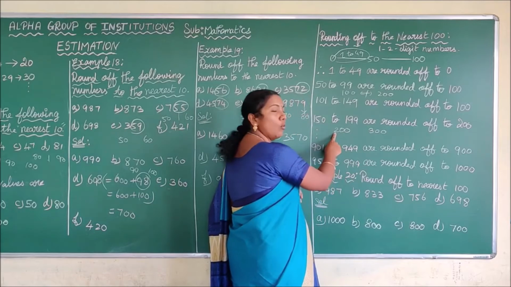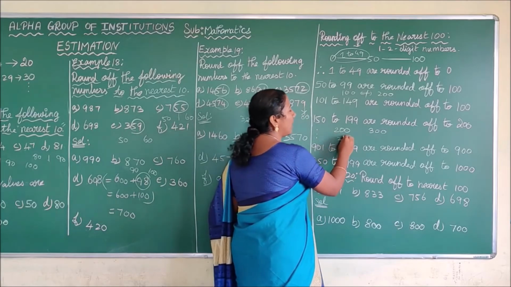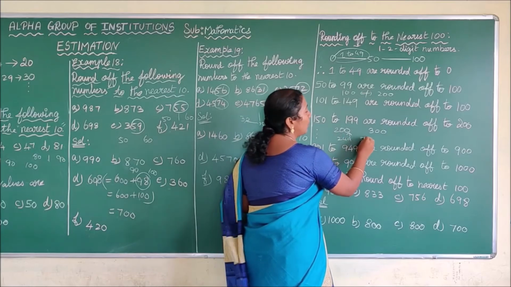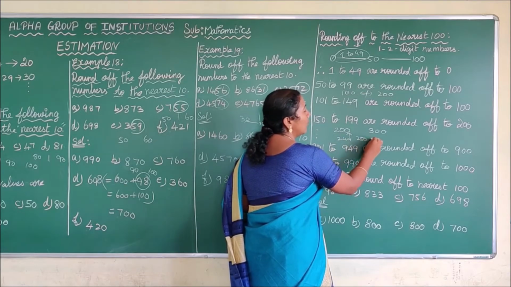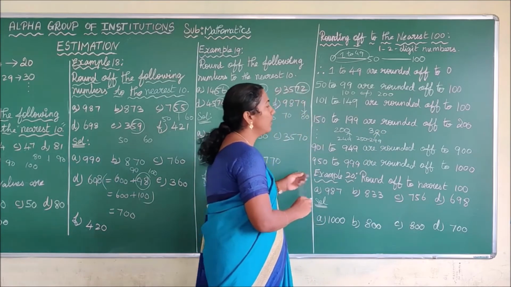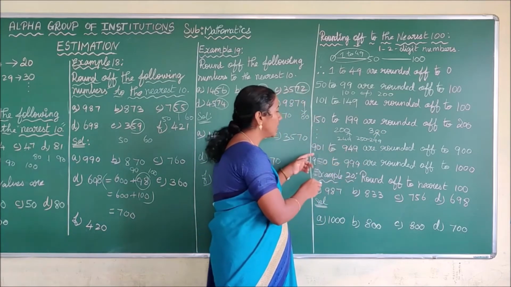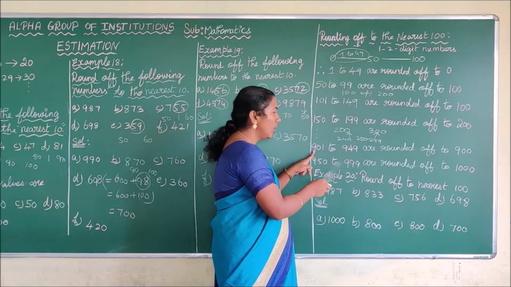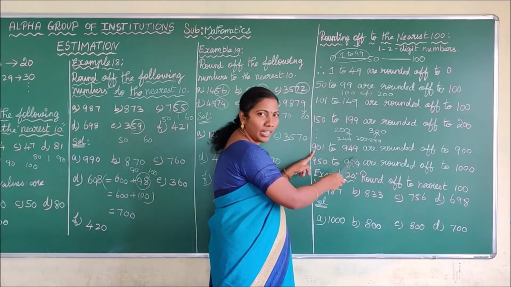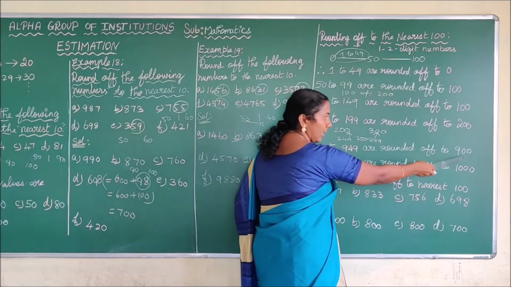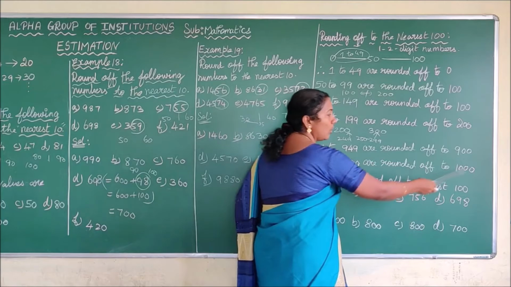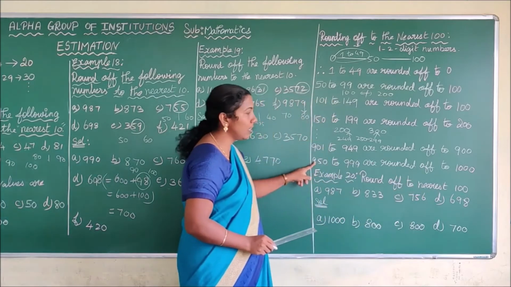Thus 201 to 249 are rounded off to 200, and 250 to 299 are rounded off to 300. Similarly, we will extend our ideas. Lastly, we have 901 to 1000. For that, 901 to 949 are rounded off to 900, and 950 to 999 are rounded off to 1000. It's clear, children?